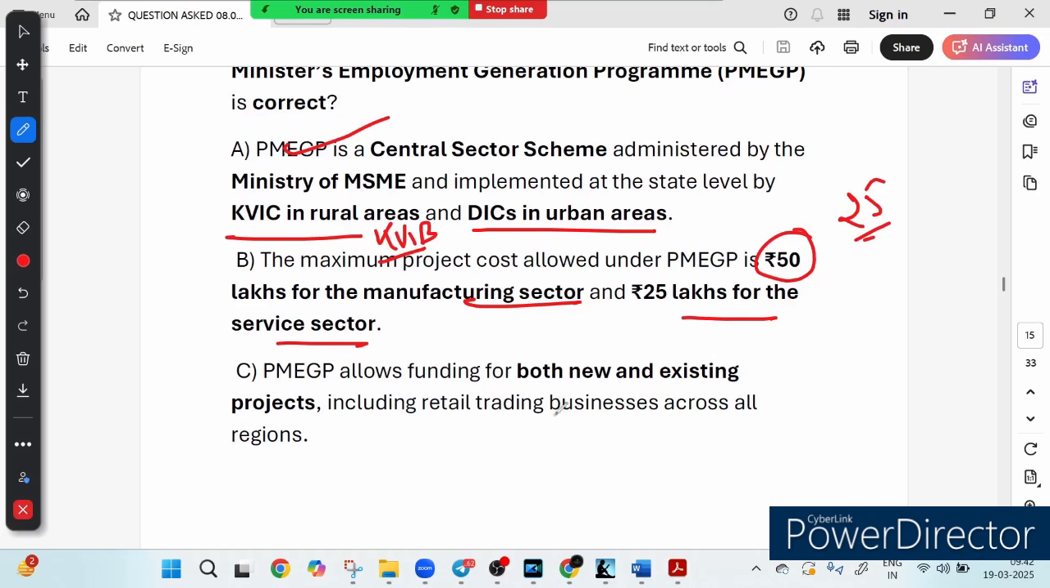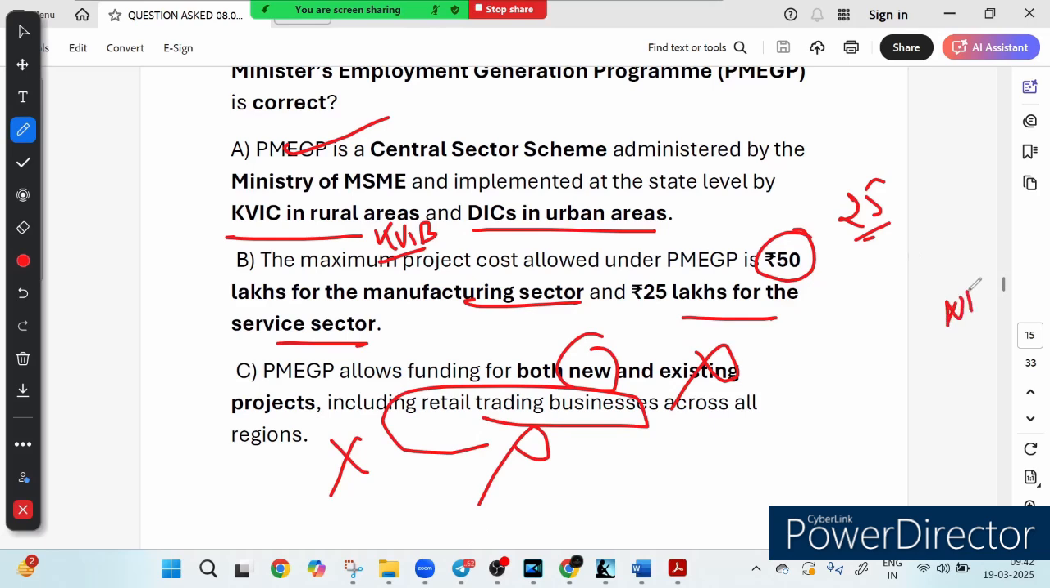Now option C, PMEGP allows funding for both new and existing projects. This is also incorrect. PMEGP only funds new projects, it does not fund existing projects. Retail trading is not allowed nationwide. It is only permitted in special regions like the Northeast region, LWE, left wing extremist affected regions, and Andaman and Nicobar Islands. In other regions, retail outlets are allowed only if they are backed by a manufacturing or service facility. Let's say you want to open a stationery shop. If you are in the Northeast region or LWE region, you may be eligible. However, in a regular city, you won't qualify unless your business involves both trading and manufacturing or service activity. So that's why option C is incorrect.